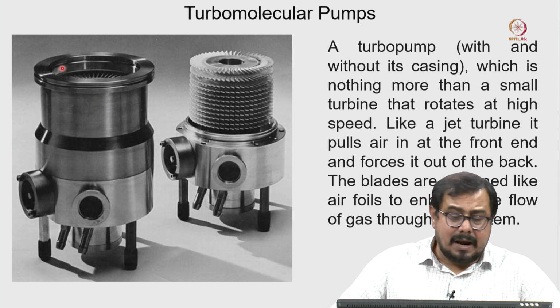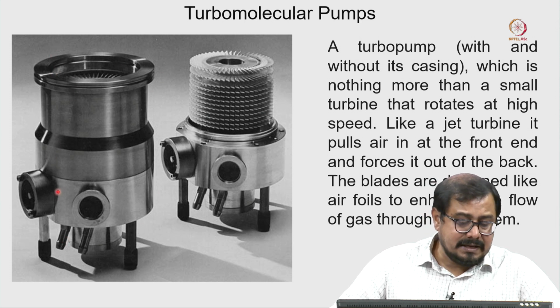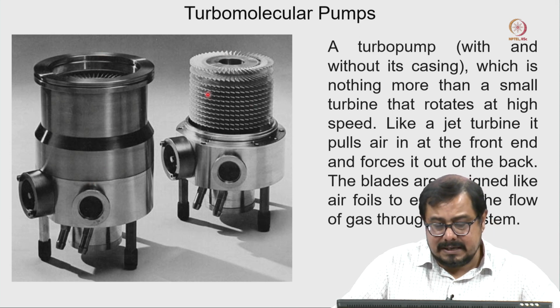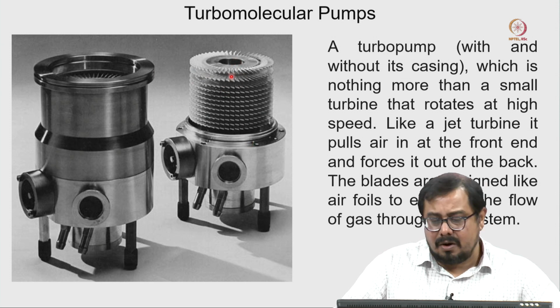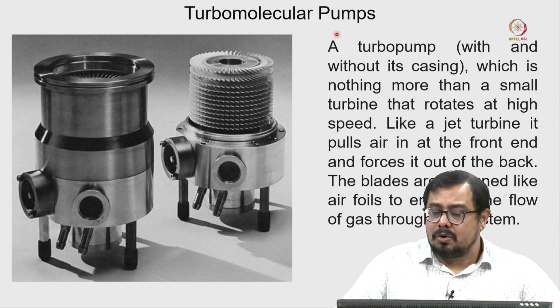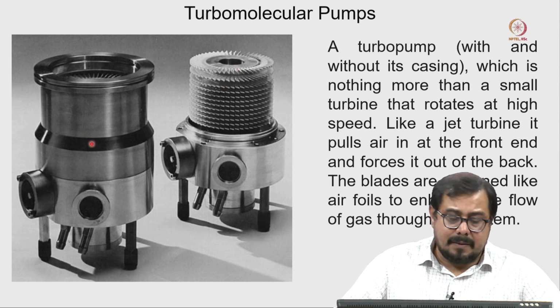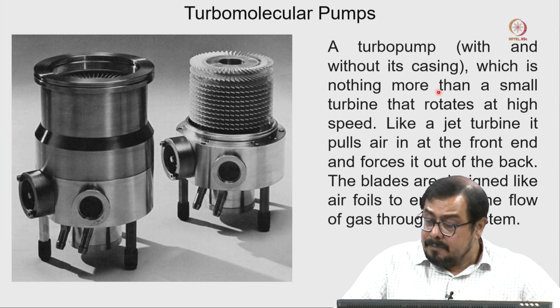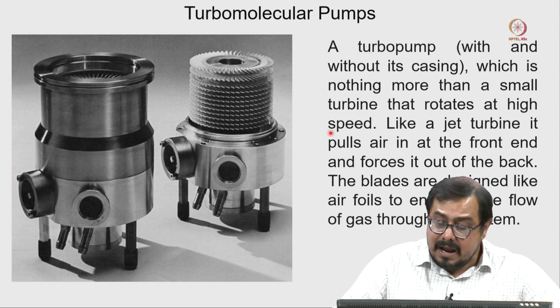So, this is the overall architecture of the turbomolecular pump. If you look at this, this is the upper casing, and if you remove the upper casing of this turbomolecular pump, you can see these multiple blades stacked together. This is the internal view of this turbomolecular pump. Here you can see the turbomolecular pump without casing and with casing, which is nothing more than a small turbine that rotates at a very high speed.